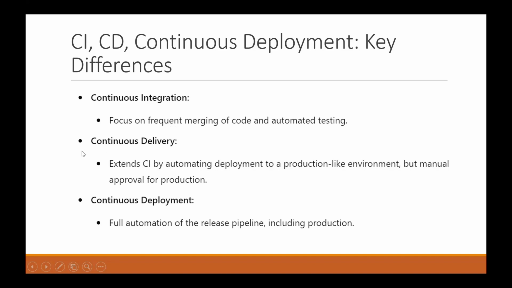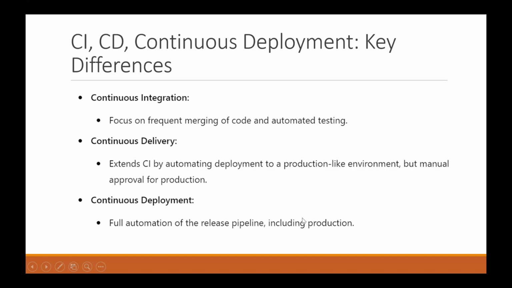Once that is done, you will be deploying that code. To deploy the code, you generally use continuous delivery and continuous deployment. Continuous delivery extends CI by automating deployment to a production-like environment, but with manual approval for production. And in case of continuous deployment, there is full automation of the release pipeline, including production. So this is just a minor difference between both. Both are almost similar. Everything is the same, approximately, except this production release.